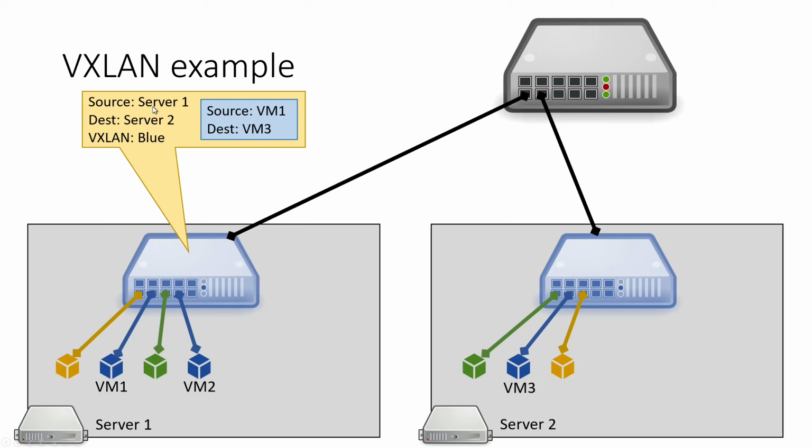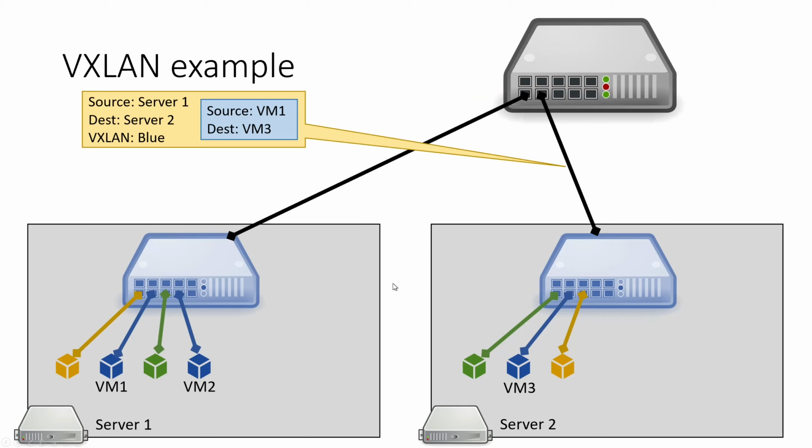Now the source of the packet is server 1, so this server is sending the packet. The destination is server 2, so this server will receive the packet. And the VXLAN is the blue one, right? Because VM1 and VM3 are on the blue VXLAN. They belong to the same tenant, so they're on the same VXLAN. So we send this packet over to the fabric. It goes on the wire, goes on to the next switch, and then this next switch knows how to route the packet. It needs to send the packet to server 2, right? So this is the destination.